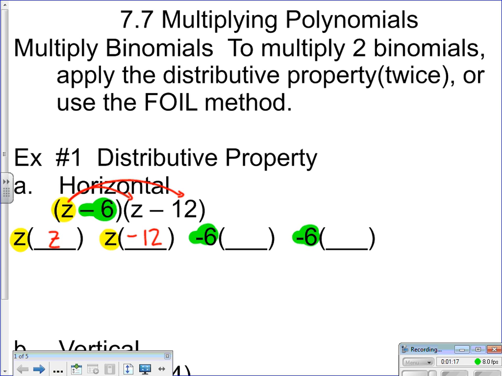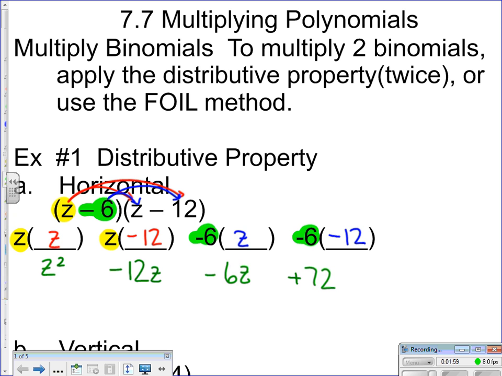Now, once that's complete, you then look at the negative 6. It's going to have to multiply the z also, and then multiply the negative 12 also. So both the z and the negative 6 are going to multiply both parts of the second parenthesis. Now let's actually do this and see what the answer comes out to be. Z times z, z squared. Z times negative 12, negative 12z. Negative 6 times z, negative 6z. Negative 6 and negative 12 will make a positive 72.